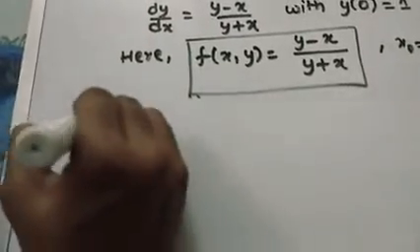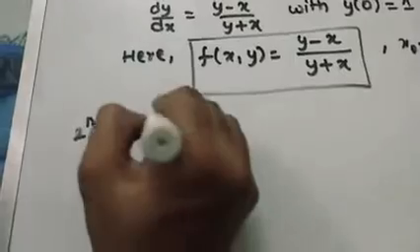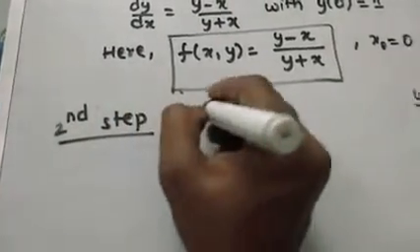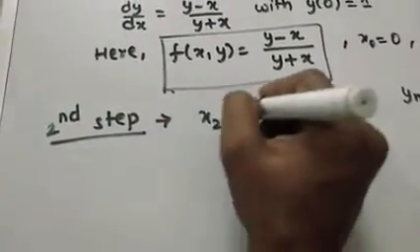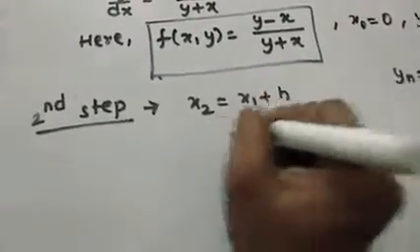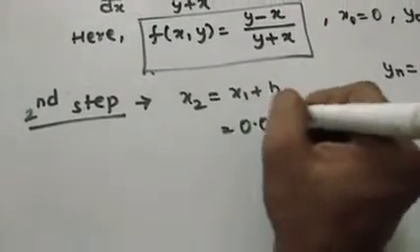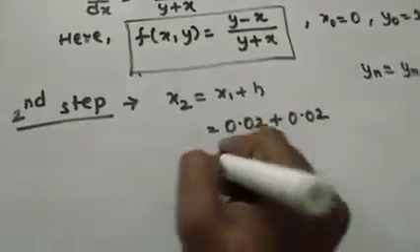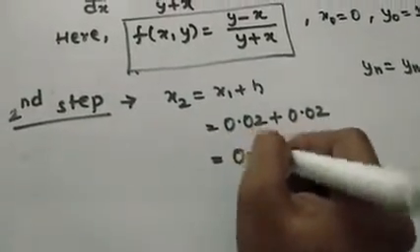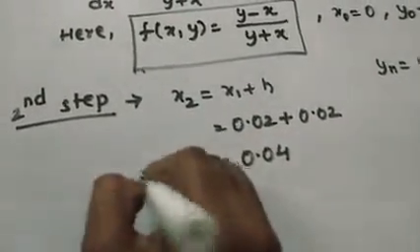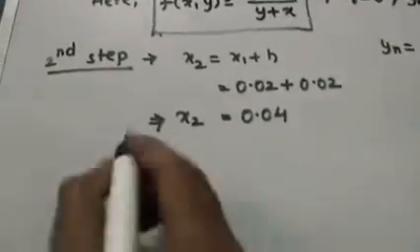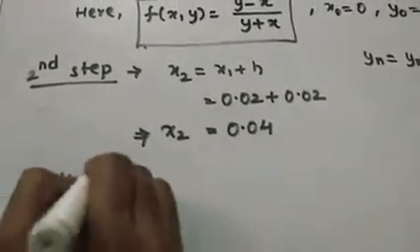Okay, so second step, that means we have to find x2. x2 means x1 plus h. x1 we have is 0.02, h is 0.02. So finally x2 is 0.04. This is our x2. So with respect to x2 we have to find y2.